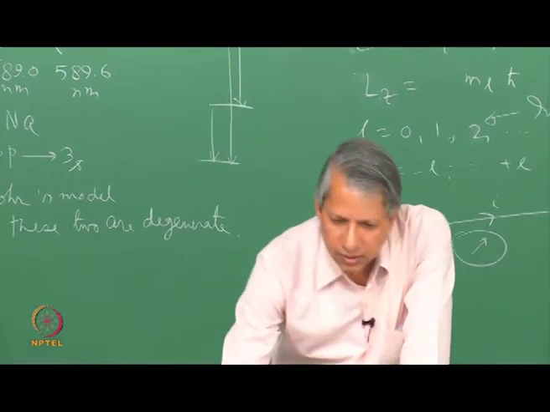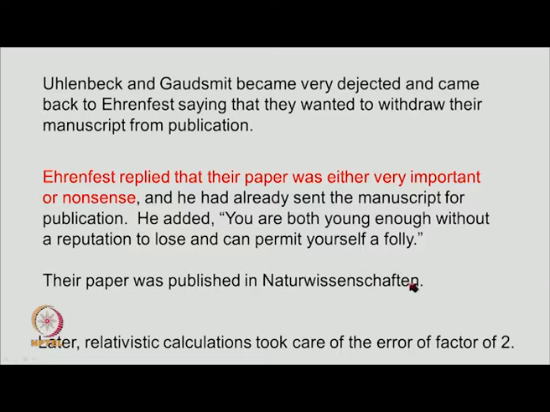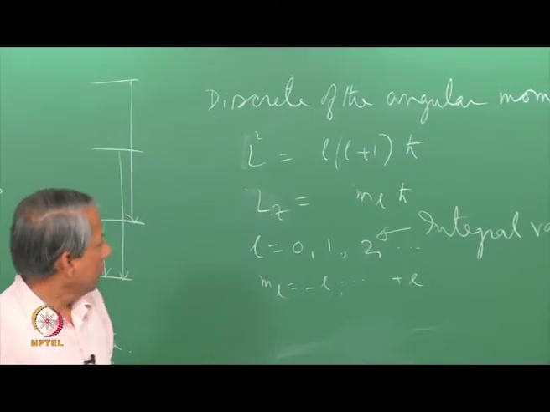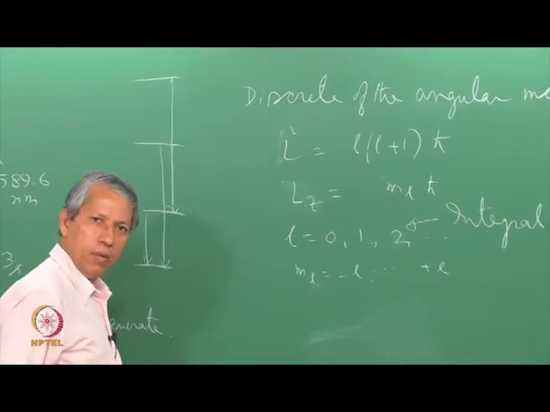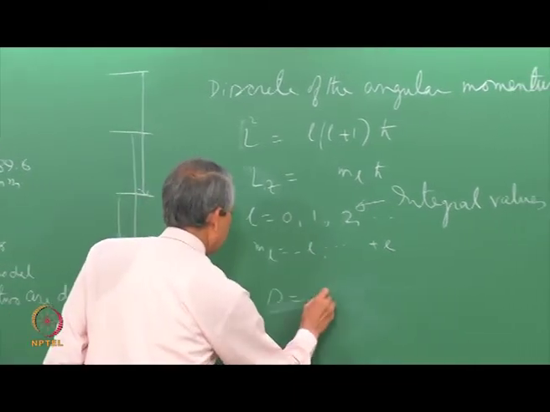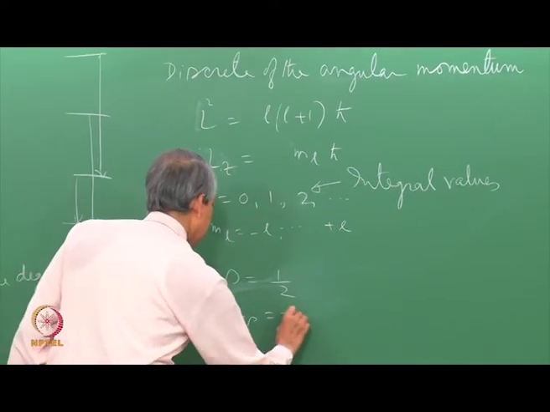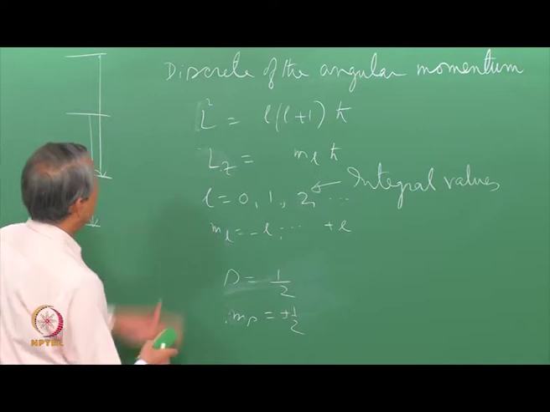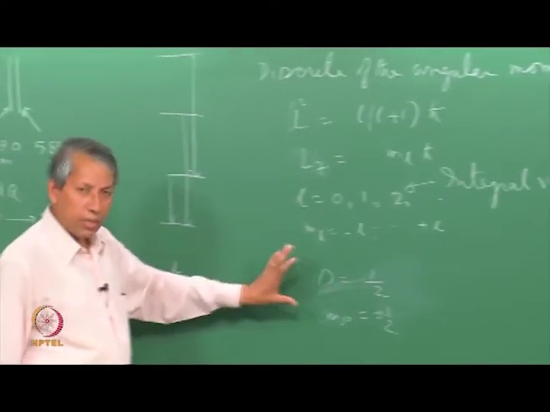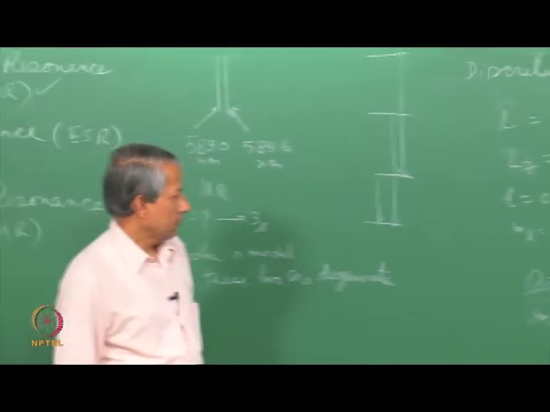So, the paper was published in this journal, Naturwissenschaften, and later calculation using relativistic correction also took care of the factor of 2, which initially they had trouble explaining. So, this suggestion of Uhlenbeck and Goudsmit did turn out to be very, very important. Now, angular momentum is not only integral; angular momentum can also be half integral, that is S equal to half, ms equal to plus minus half is also possible here. So, from integral to non-integral, that is a very drastic difference.